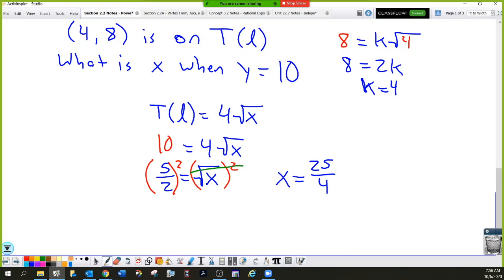There. That could be a test question, just like that. And like I said, it'll show up on 2 different practice sheets before the actual test.